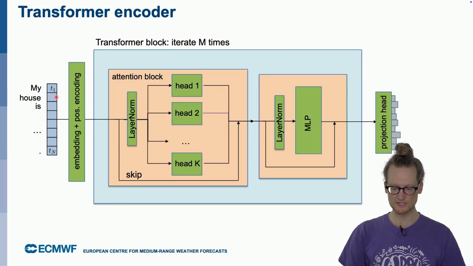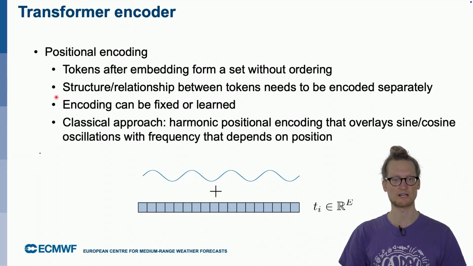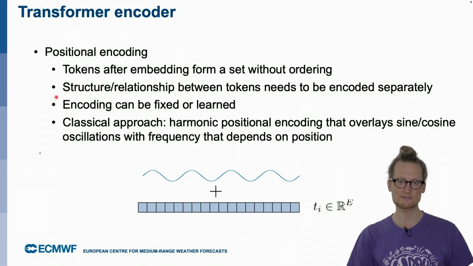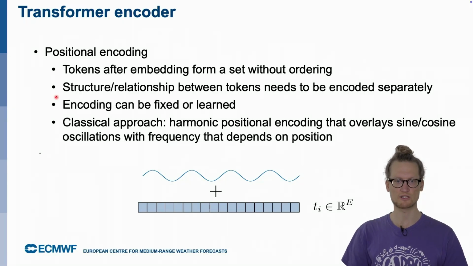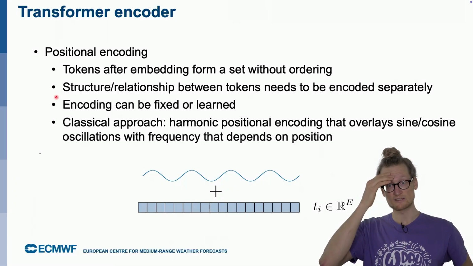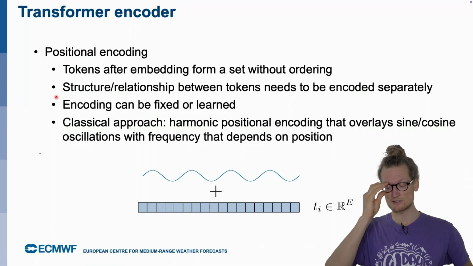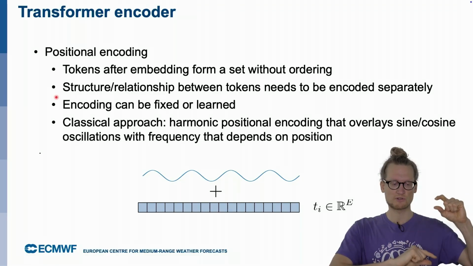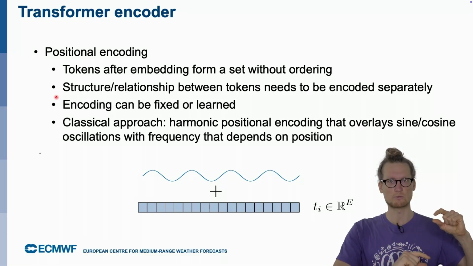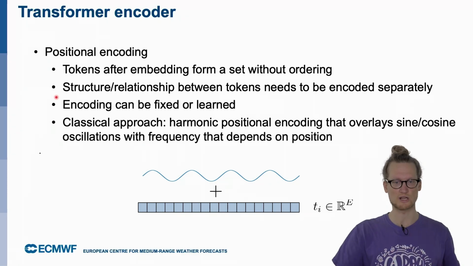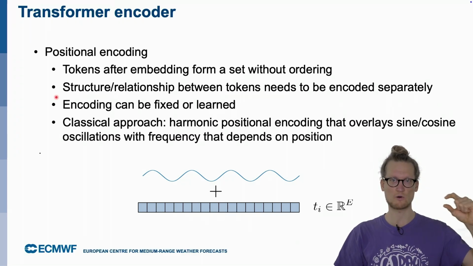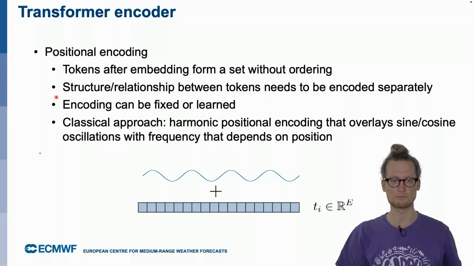And the trick that people came up with is basically adding some kind of positional encoding, and that's just a kind of harmonic positional encoding, a combination of sine and cosine, which tells the model at which position in the sentence each word is. And once you add this positional encoding, your transformer has a notion of the order of the input tokens.